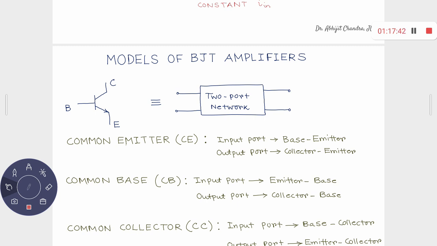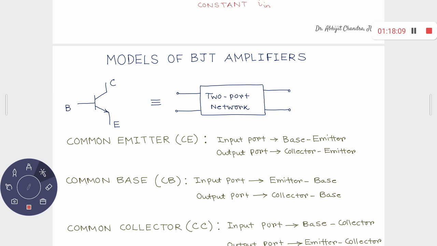And an amplifier, in a nutshell, is nothing but a two-port network which has an input port over there and an output port over there. One input port, one output port. And one terminal is considered as a common terminal. So accordingly, while designing any BJT-based amplifier, out of these three terminals, one terminal has to be identified as a common terminal.